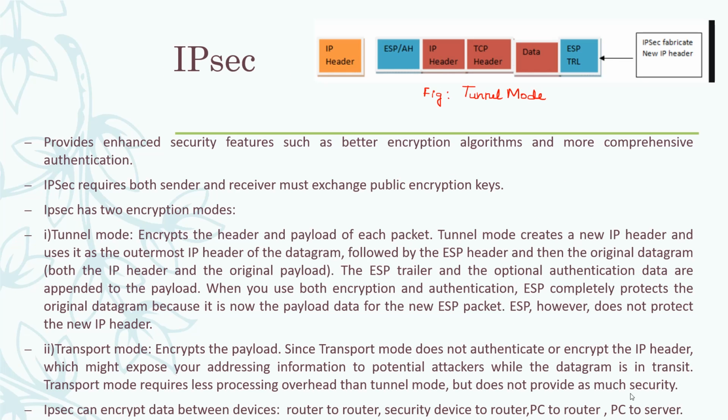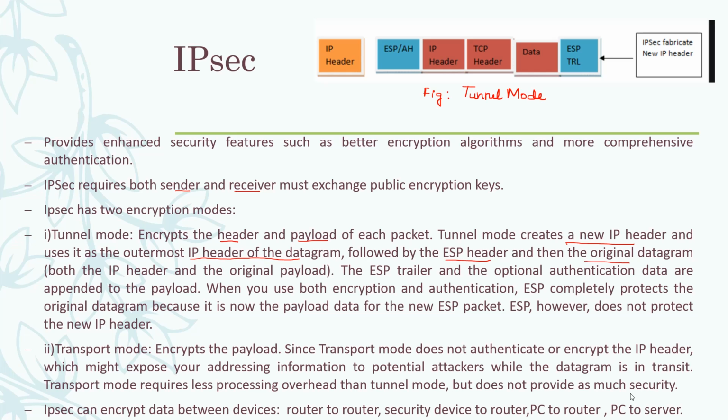IPsec provides enhanced security features such as better encryption algorithms and more comprehensive authentication. It requires both sender and receiver to exchange the public encryption keys. It has two modes, tunnel mode and transport mode. Tunnel mode will encrypt the header and payload of each packet. Actually, the tunnel mode creates a new IP header and uses it as the outermost IP header of the datagram, followed by the ESP header and then the original datagram.